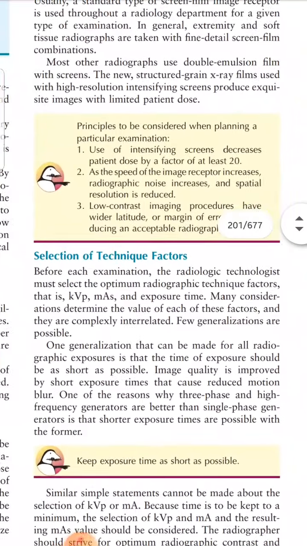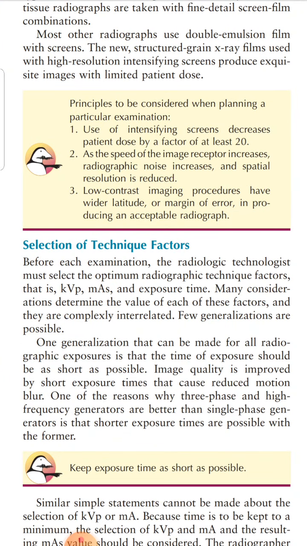Next, you have the selection of the technique factors that include the KVP, MAS, and exposure time. Before each examination, the radiologic technologist must select the optimum radiographic technique factors, that is the KVP, MAS, and the exposure time. So we know that by increasing the KVP we will increase the quality and also to some extent the quantity, and the exposure time should be minimum, and also the MAS.